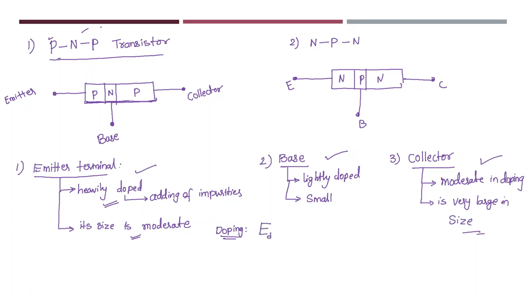So I can write in terms of doping: doping of emitter region is very large when compared to doping of collector region, and collector doping is very large when compared to doping present in base. This was regarding doping. If you consider the width or size, then we can write width of collector is very large compared to width of emitter, and width of emitter is very large compared to width of base. So these are the 2 points that you have to remember.